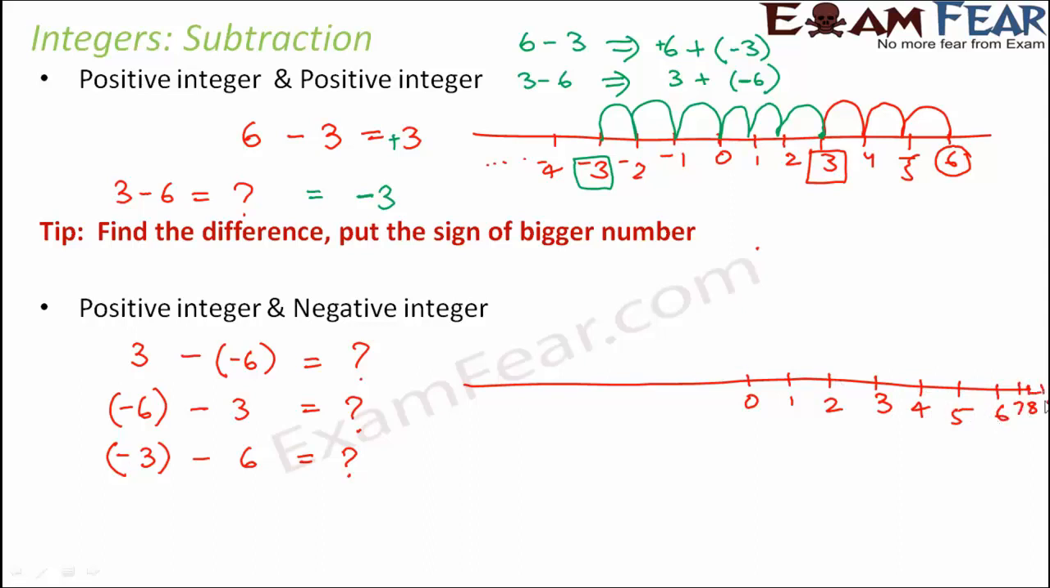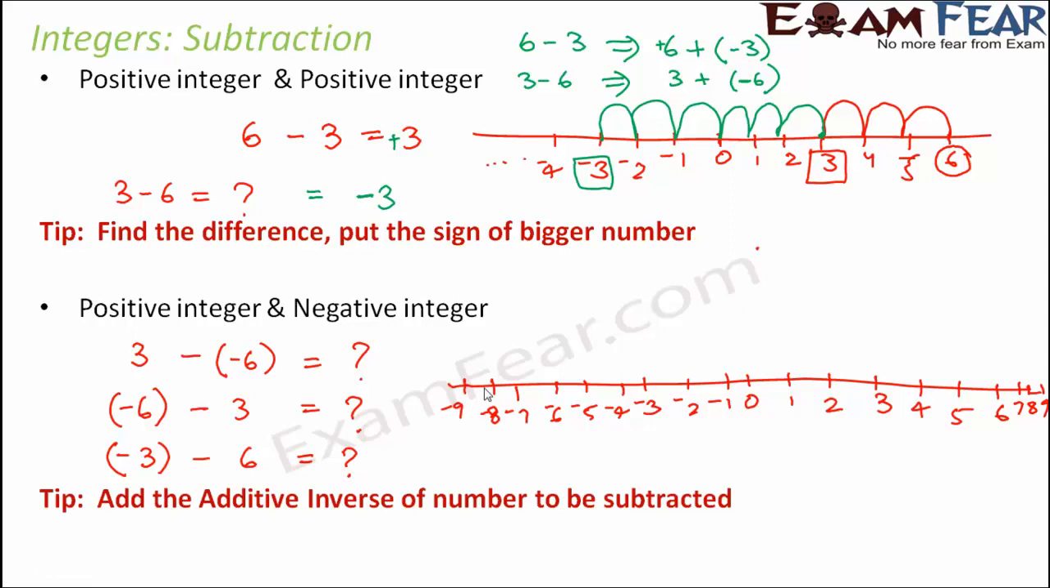Let's say here 7, 8, 9. On this side also let us draw till 7, 8, 9. The tip that we need to remember in this case is: add the additive inverse of the number to be subtracted. Now this might sound complex, but it is pretty simple.